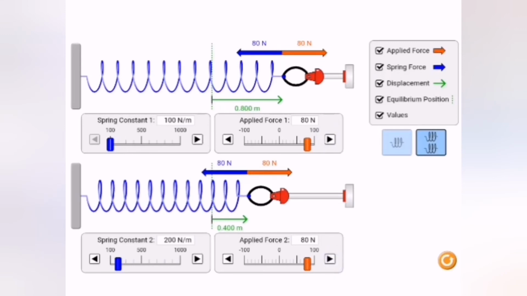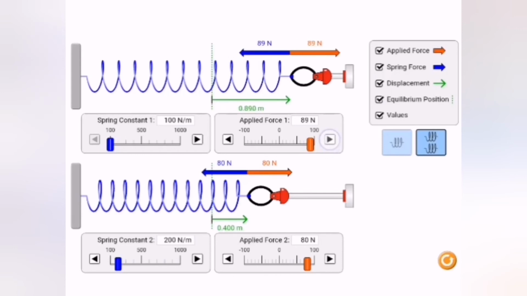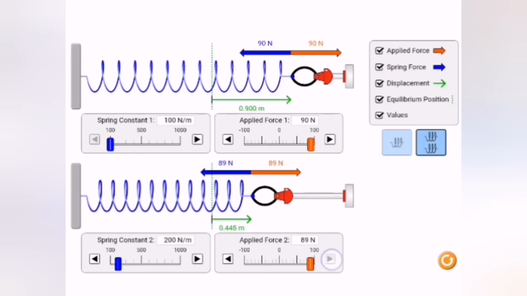100 Newton per meter spring constant will get 0.800 meter displacement, and 200 Newton per meter spring constant will get 0.400 meter displacement. This one and this one. Next, we put 90 Newton force on both spring. This one 90 Newton and this one 90 Newton. 100 Newton per meter spring constant will get 0.900 meter displacement, and 200 Newton per meter spring constant will get 0.450 meter displacement. This one and this one.